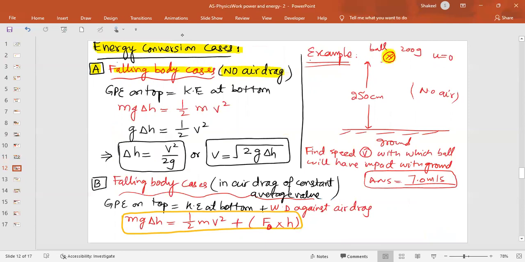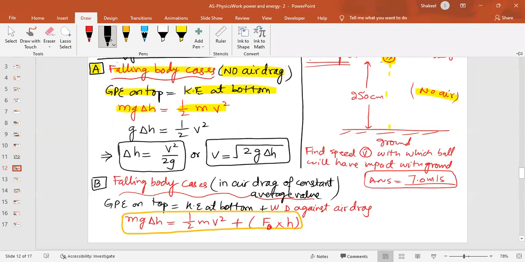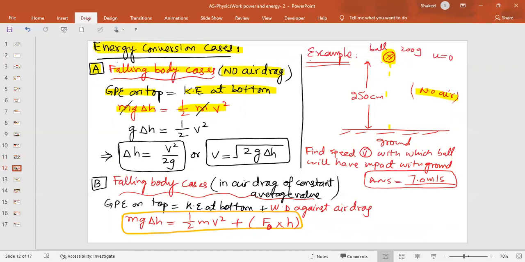If an object is at the highest point and there is no air and you drop it, it is going to move down, then we say that GPE at the top is equal to kinetic energy at the bottom. So GPE at the top is mgh, and kinetic energy at the bottom is half mv squared. So m and m are going to cancel on both sides. Then you are left with g times h equals half v squared.